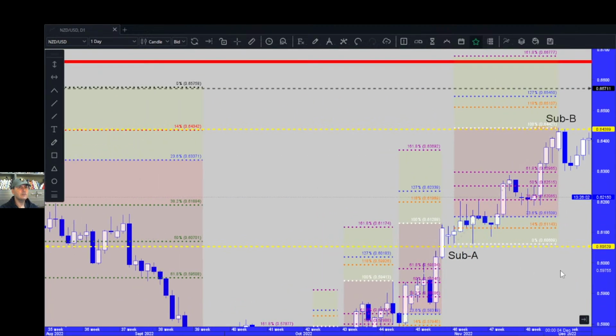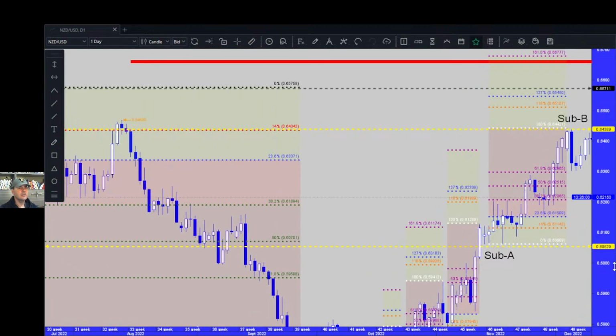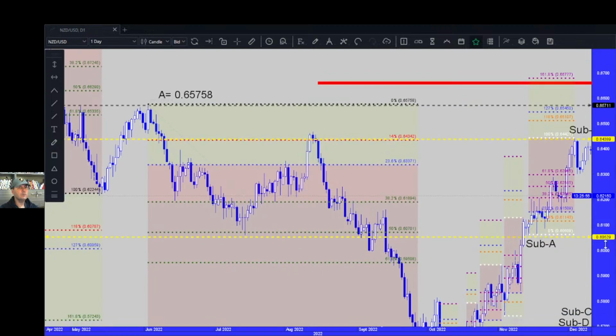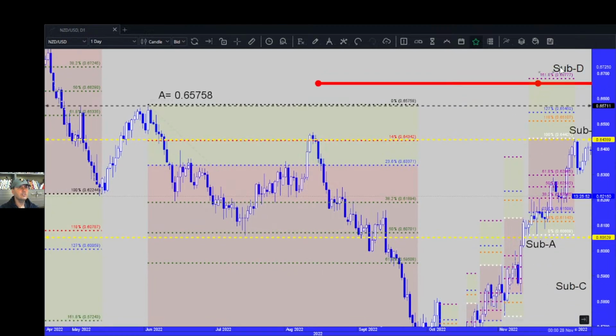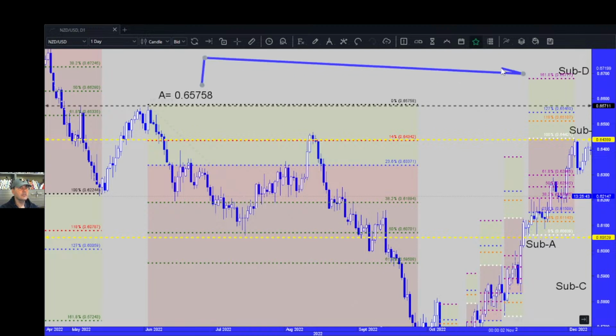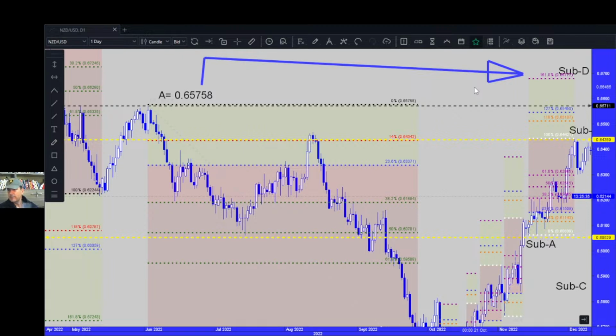Alright, everybody, now can you see it in here? Where is our sub C? Do you see where is our sub D extension, everybody? Yes, this is a live chart right now. Is our projected sub D extension above or below, or still inside the AB boundary, or is it above?